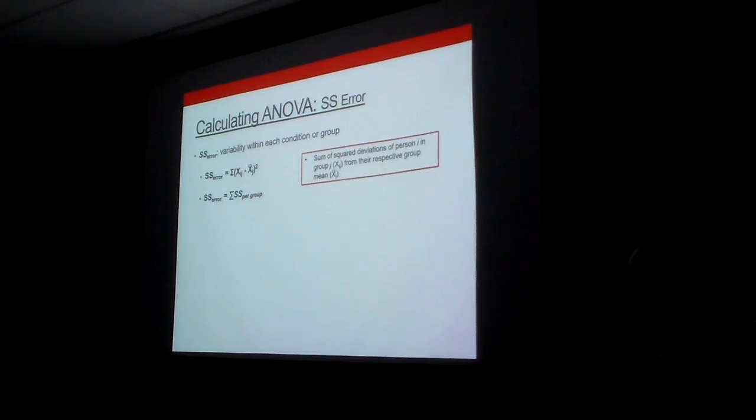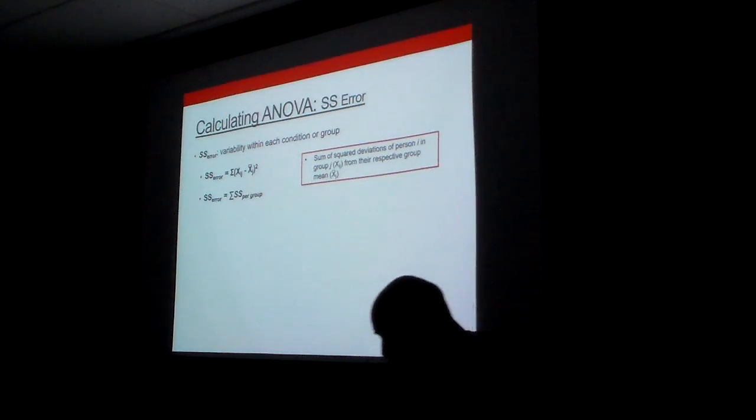All right. What we're going to work with next is our sum of squares error, or sum of squares within. If you see within, it's the same thing as sum of squares error. This is the variability that we're seeing within groups that represents just random stuff going on. So our sum of squares error is the variability within each group or condition. Conceptually, we're going to think about this as the sum of squared deviations of person i in group j from their respective group means.